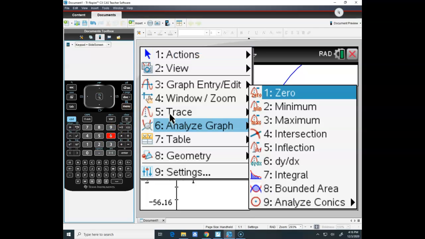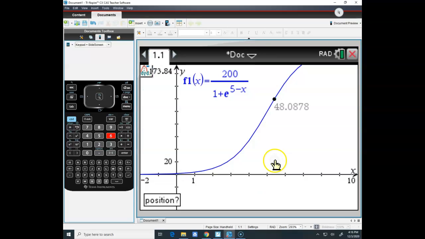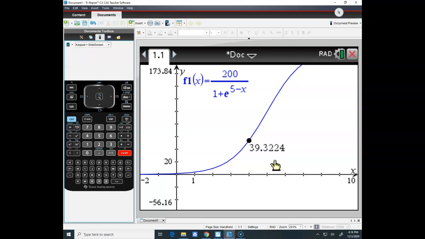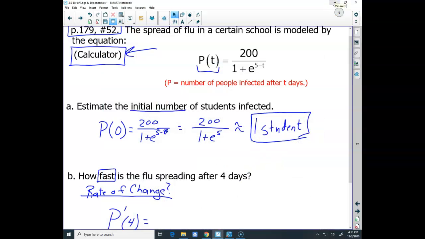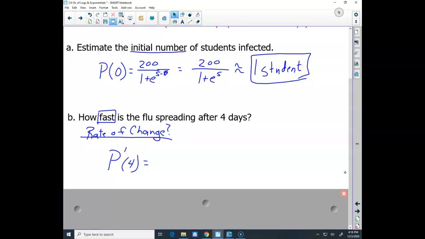And what do we want to find out? We want to find a number 6 here, a dy dx. We want to know the derivative at what position? We want to know it at position 4. 39.3224 students per day, because it's a rate of change. Okay? So I would come back.